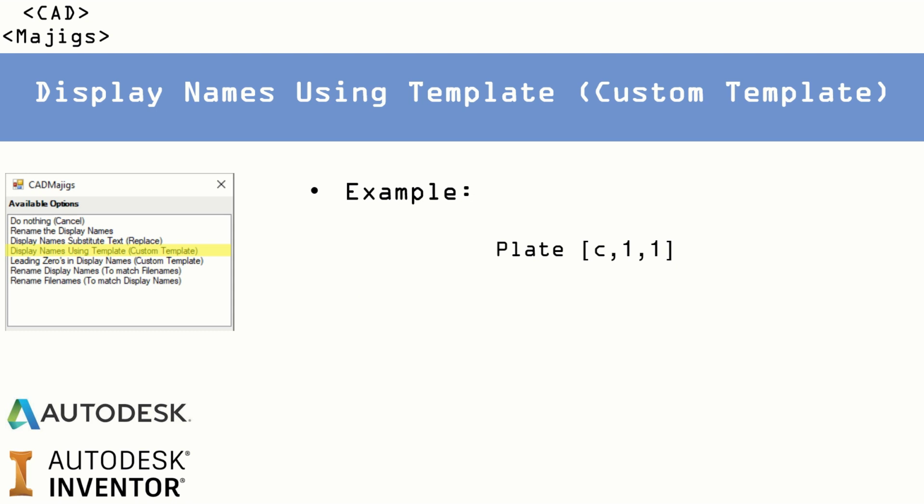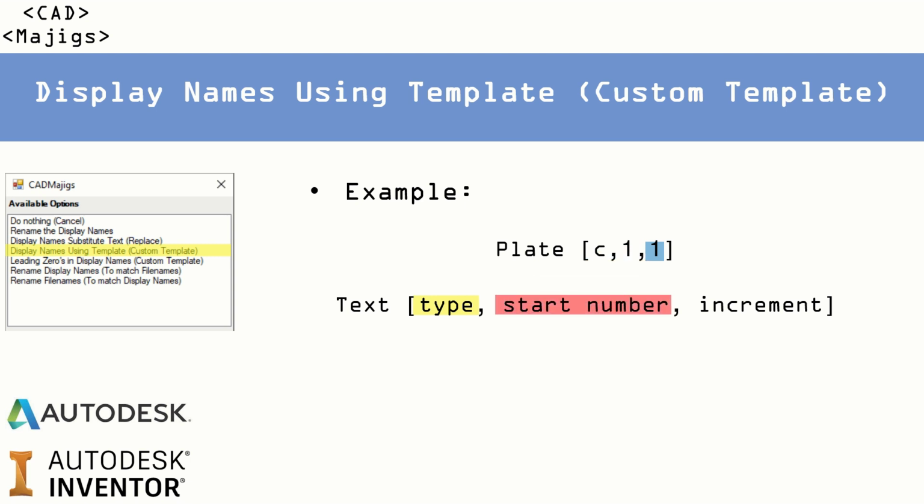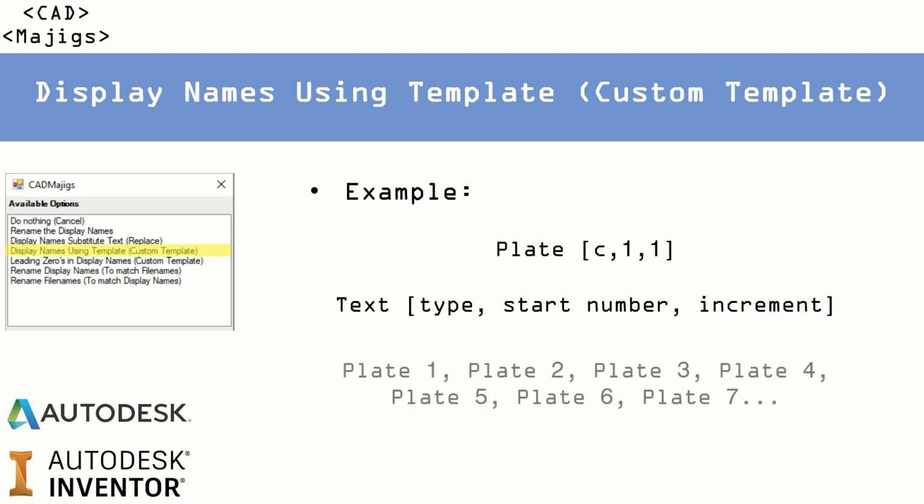Let's consider an example where the text says plate followed by a space and then a field identifier. The field consists of three components. C signifies the type of field, a counter in this case. The first one is the starting number, and the second one denotes the increment. This format yields results like plate 1, plate 2, plate 3, and so on.